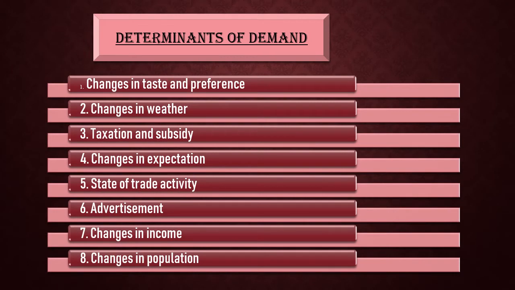So here are the determinants of demand. It's also known as the factors affecting the demand. Here is the list: changes in taste and preference, the second one is changes in weather, the third one is taxation and subsidy, the next ones are changes in expectation, state of trade activity, advertisement, changes in income, changes in population. So in this video, we will study these points one by one with explanation. Let's start with the first point, that is changes in taste and preference.